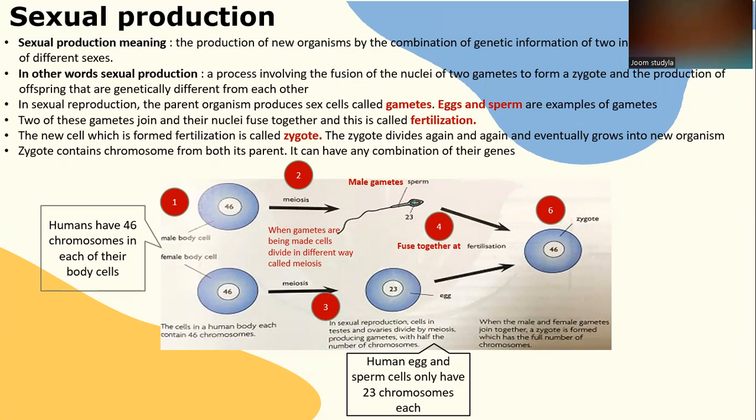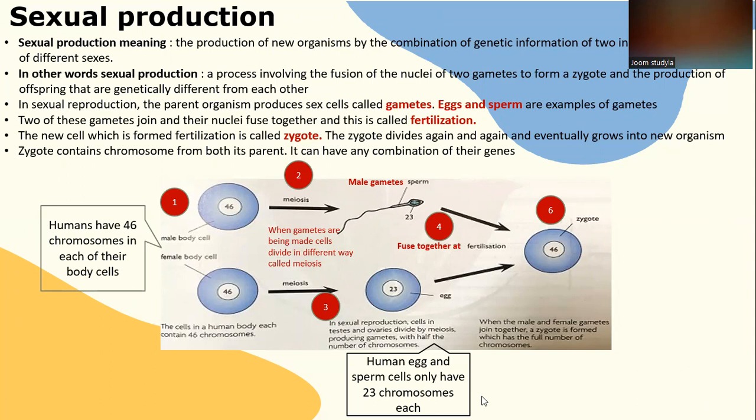Two of these gametes join and their nuclei fuse together, and this is called fertilization. The new cell which is formed by fertilization is called a zygote. The zygote divides again and again and eventually grows into a new organism. The zygote contains chromosomes from both its parents. It can have any combination of their genes.